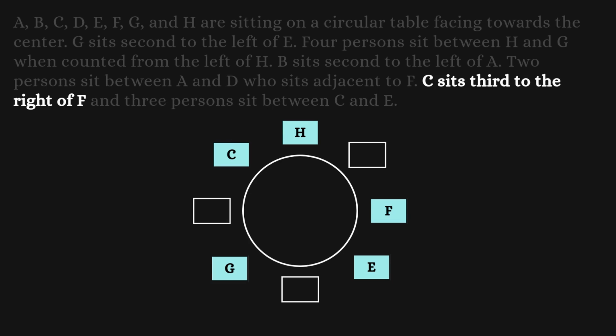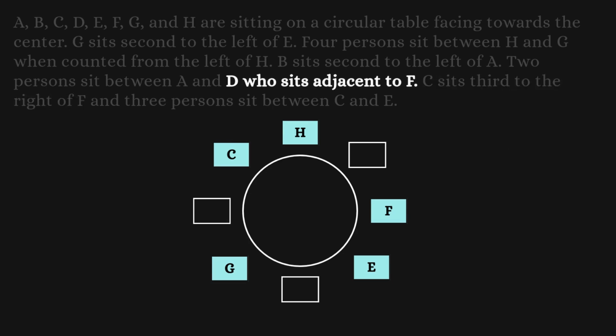Now we'll come to this statement. D sits adjacent to F. One side of F is already taken. So D has to sit here. Now we have only 2 seats left for A and B.